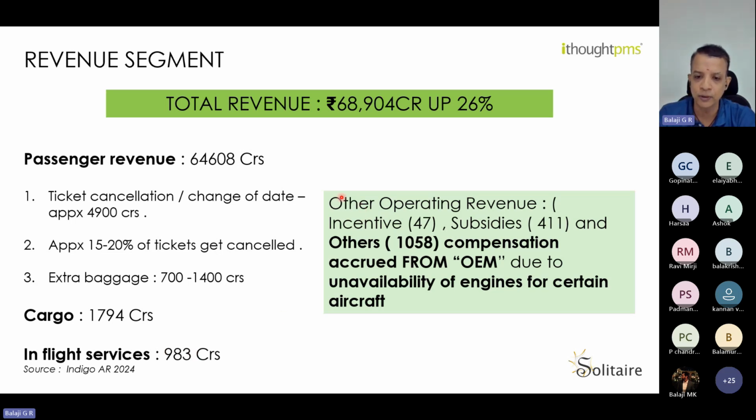There is a very interesting 4th revenue item, which we generally don't end up thinking about, other operating revenue, which has some incentive, some subsidy. But interestingly, there is something called others, which is 1,058 crores, which is basically compensation Indigo gets from OEMs when there is unavailability of engines for certain aircraft. So clearly, there are a lot more revenue drivers. These are not very big, but when they come, they add a lot to profitability because typically they have no cost structure, or very little. So there are 4 revenue items: apart from what you travel, you have cargo, in-flight, and other operating.